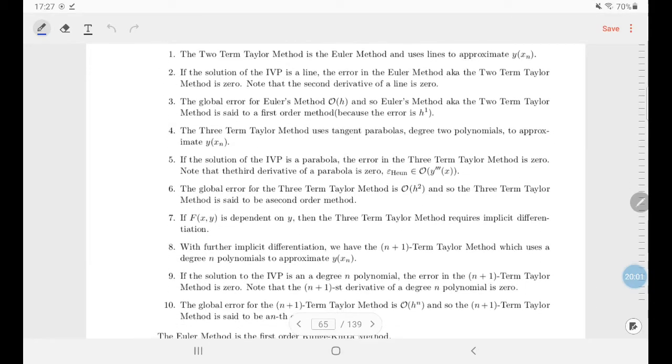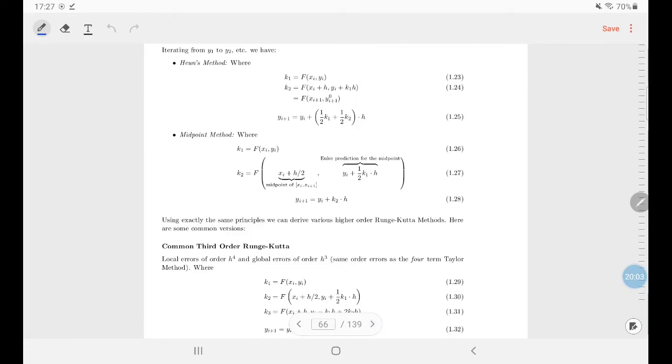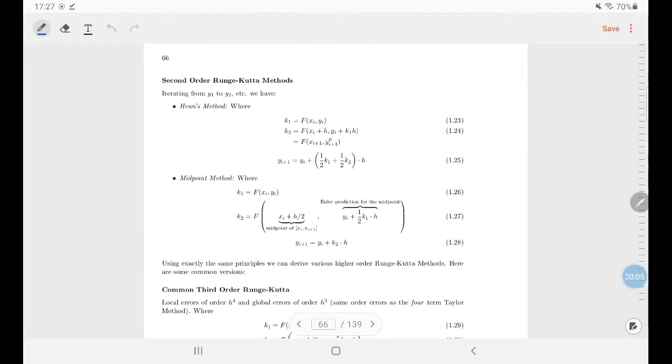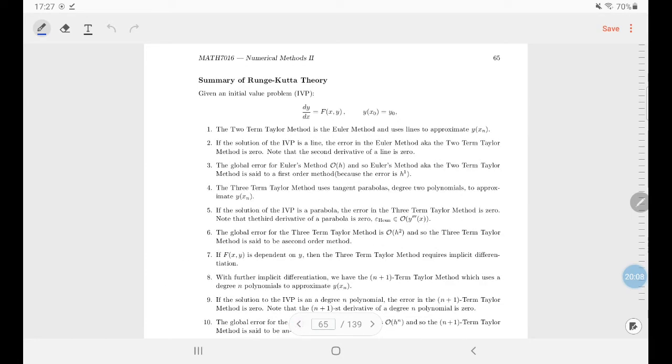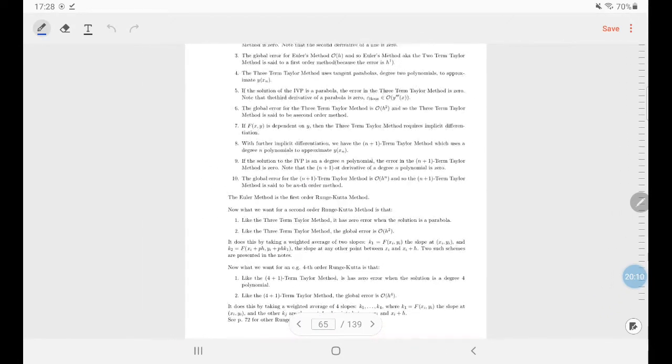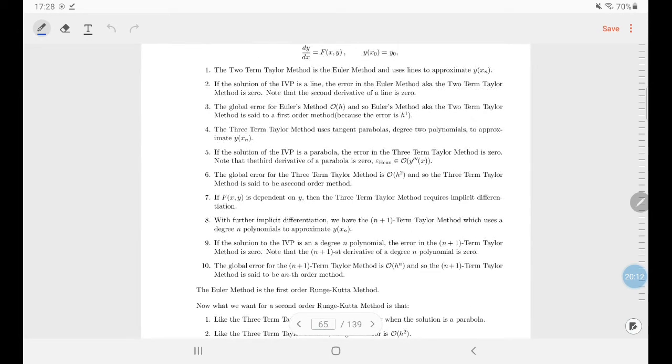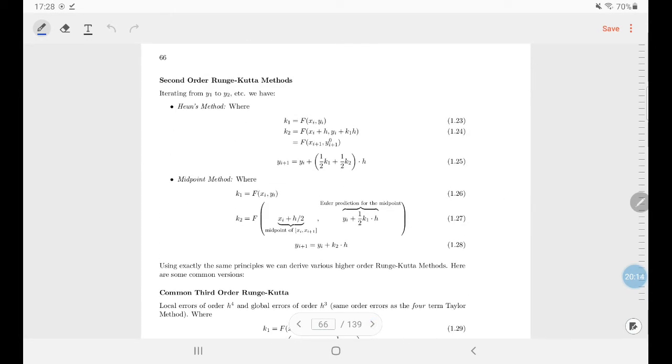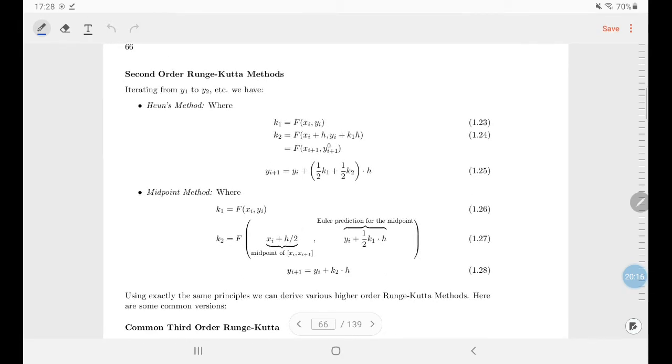Right. Now, how much should we push this? I think we should maybe look at the different equations, and then we'll go back to this summary next week. So there are all these different Runge-Kutta methods. The second order Runge-Kutta methods are supposed to be like a 3-term Taylor method.